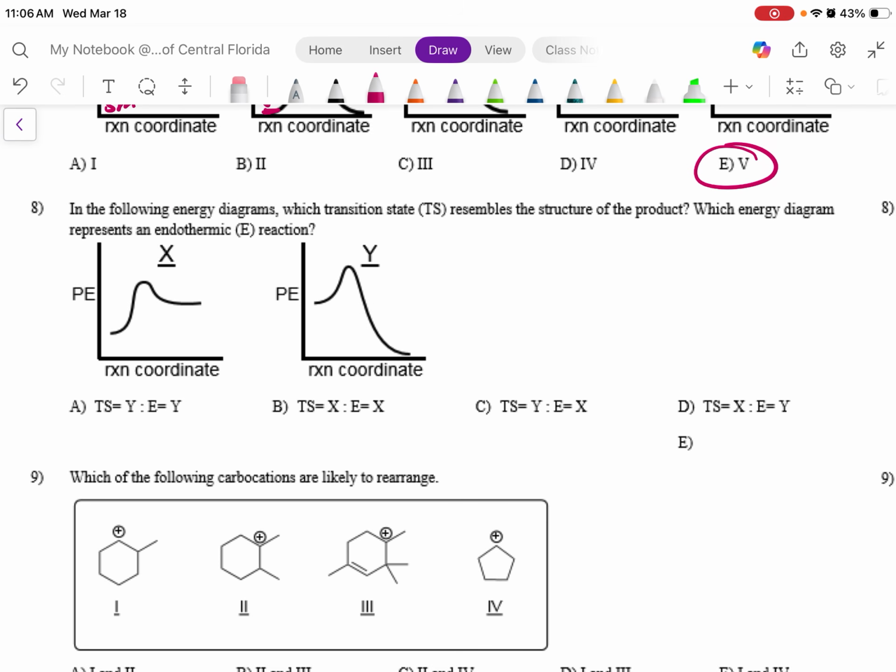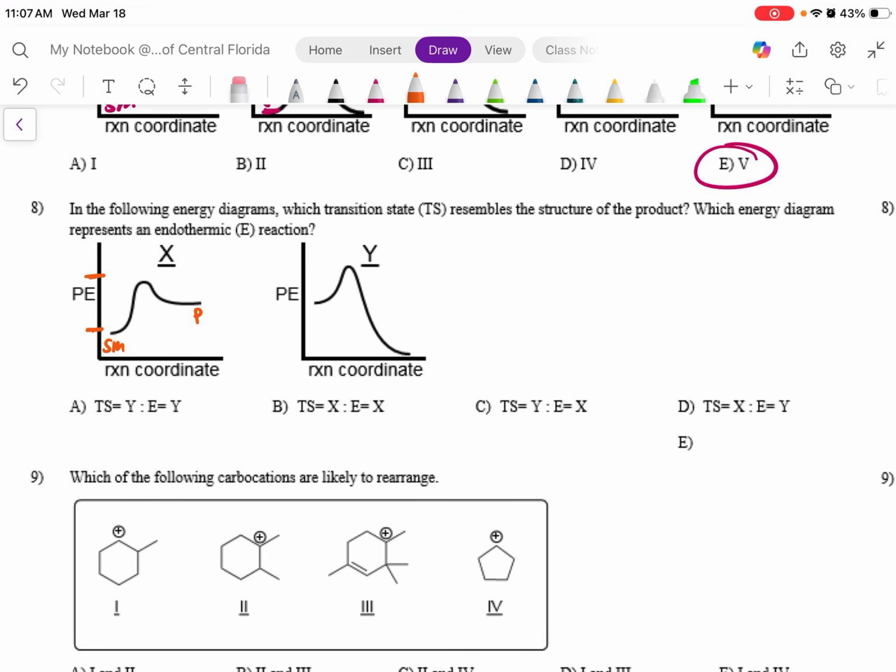Question 8. Which transition state resembles the structure of the product? So what we're trying to look for is the transition state and how close in energy it is with respect to the reactants and the products. So these are the starting materials or the reactants. Those are our products. And on the y-axis is numbers. So we have a value associated with starting materials.